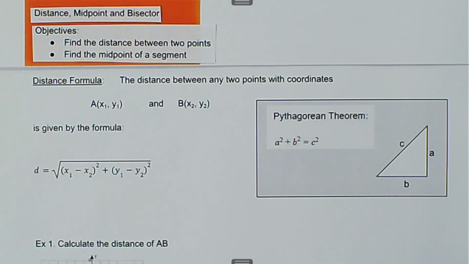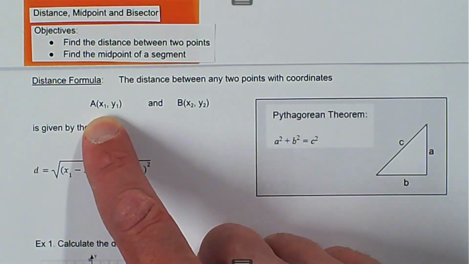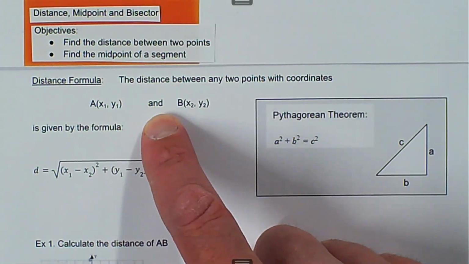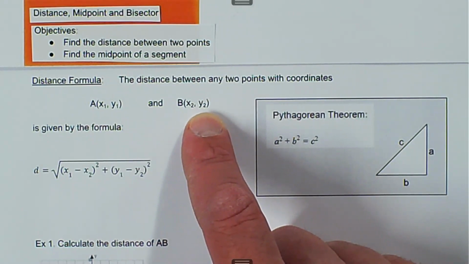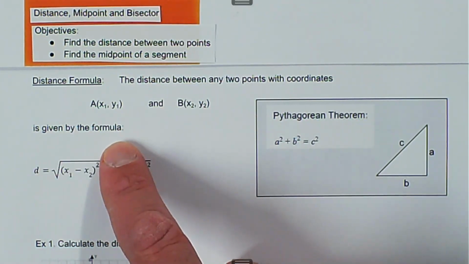Today we are talking about distance, midpoint, and bisector. And we want to find the distance between 2 points. In order for that to happen, we need to use the distance formula. The distance between any 2 points with coordinates, so point A has x sub 1, y sub 1, point B has x sub 2, y sub 2, then we can use the given formula.